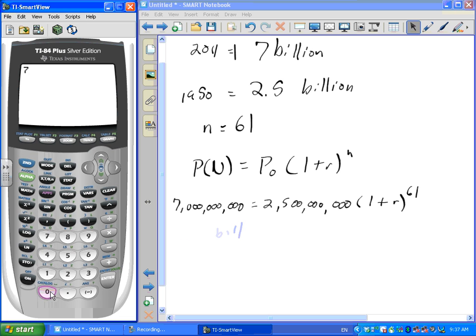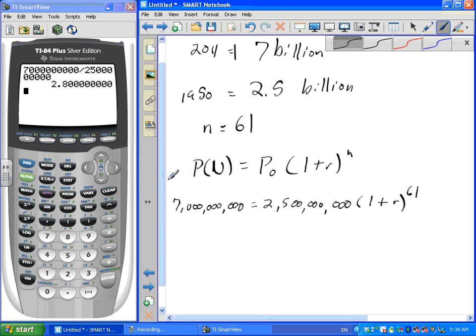Technically, a fast way to do this would just be 70 divided by 25, but I'll write it all out so you guys can see it. Thank goodness we have a calculator so we can see everything. That makes sense. So 7 billion divided by 2.5 billion is 2.8. So 2.8 is now equal to 1 plus R to the power of 61.